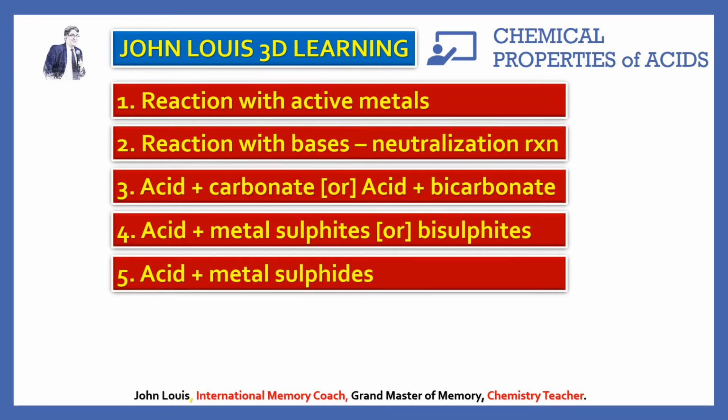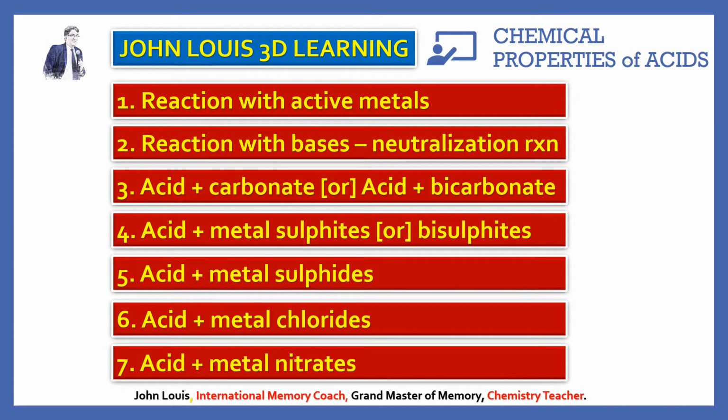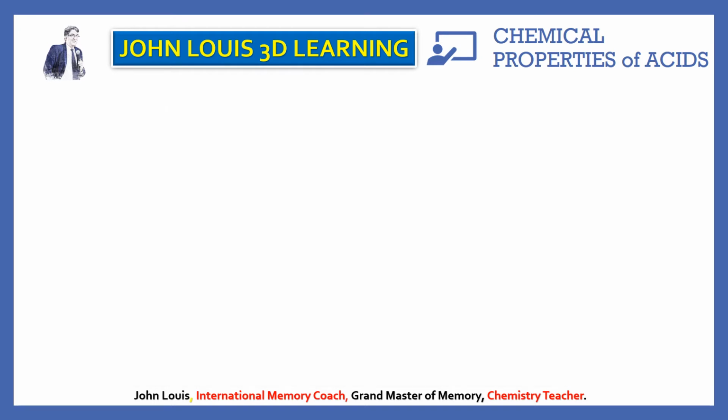So we have got 7 properties, of which we have seen the first 4 properties already. Reaction with metals. We have seen reactions of acids with bases. We have seen reactions of acids with metal carbonate and bicarbonate. Similarly, reactions of acids with metal sulfides and bisulfides. We have seen all these 4. So in this presentation, we are going to see the 5th one. So what is it? Reactions of acids with metal.